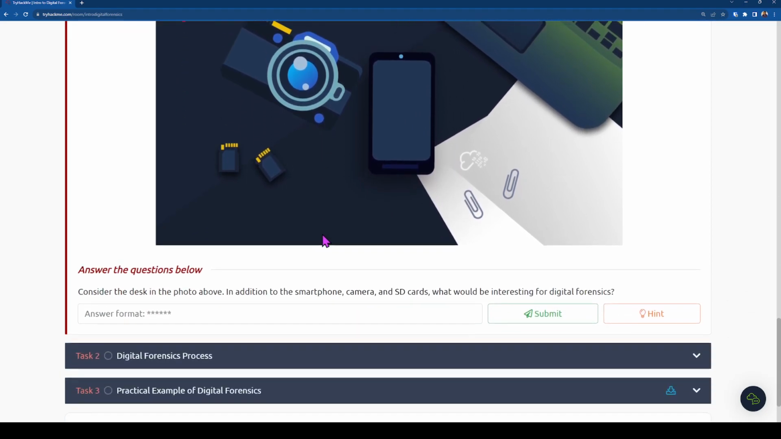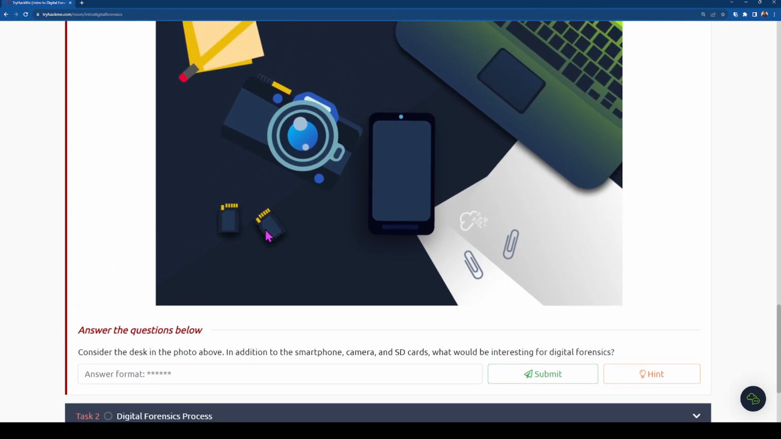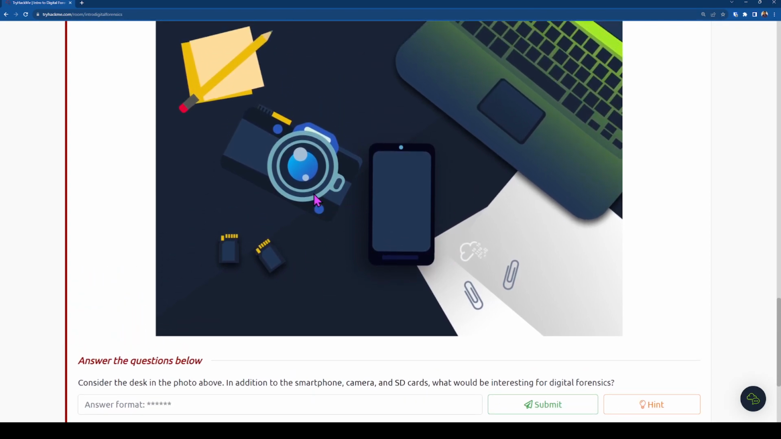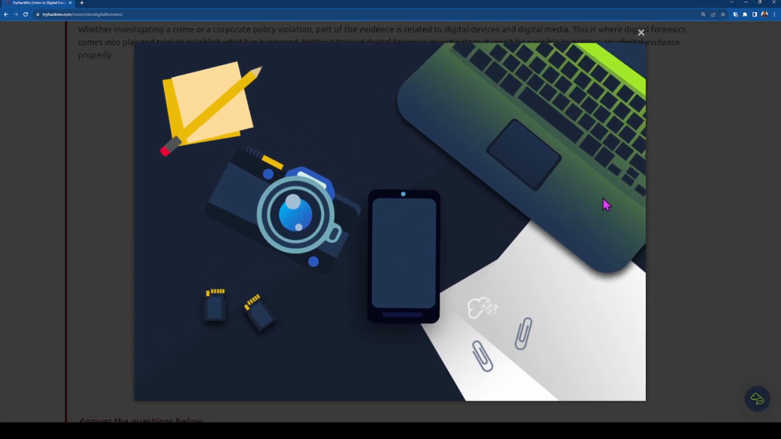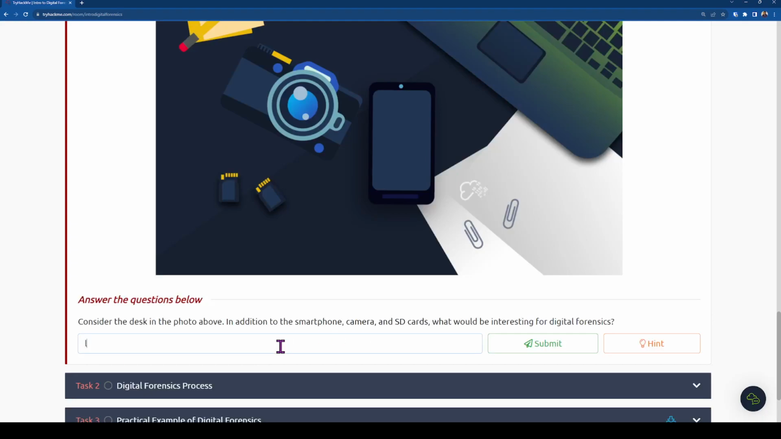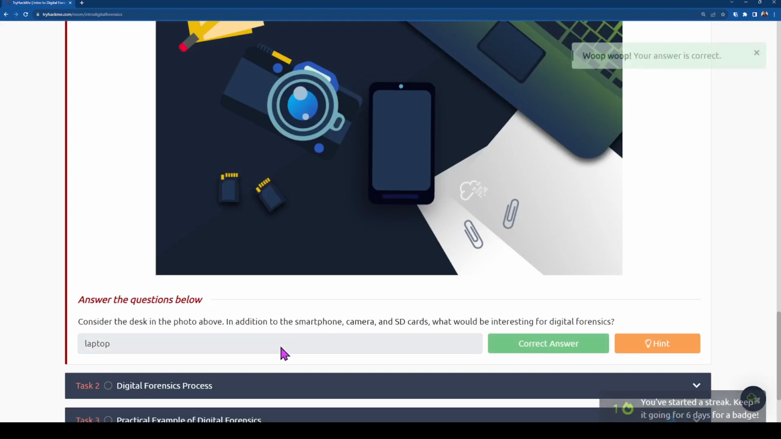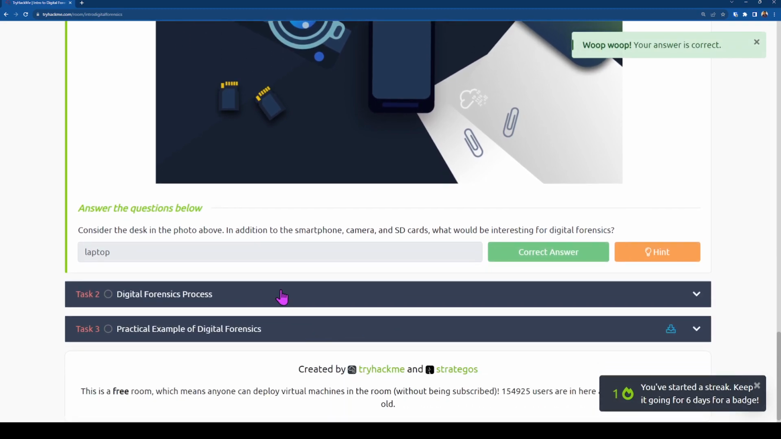Are you talking about this desk? Oh, okay. They're talking about this picture. So we have our pencil here. It's definitely not a smart pencil, with a cover on it. It's a normal pencil. We've got sticky notes, paper clips, paper, and then we have a laptop here. So we know that our digital items are SD card, camera, smartphone, and let's go with laptop. Correct. We got it.